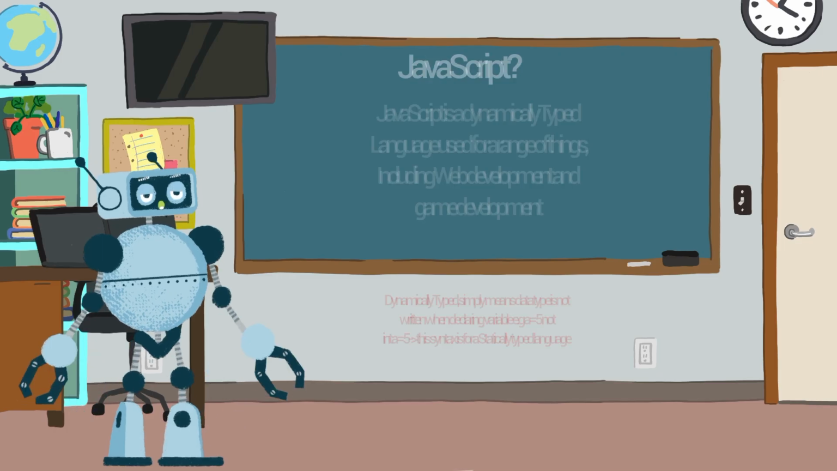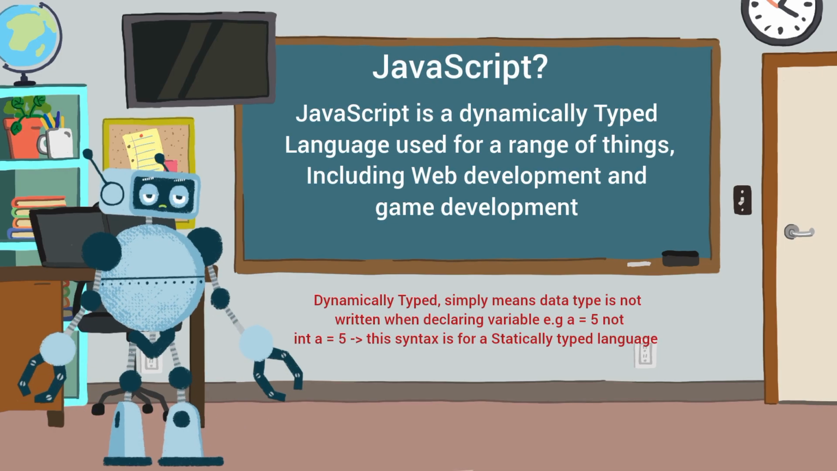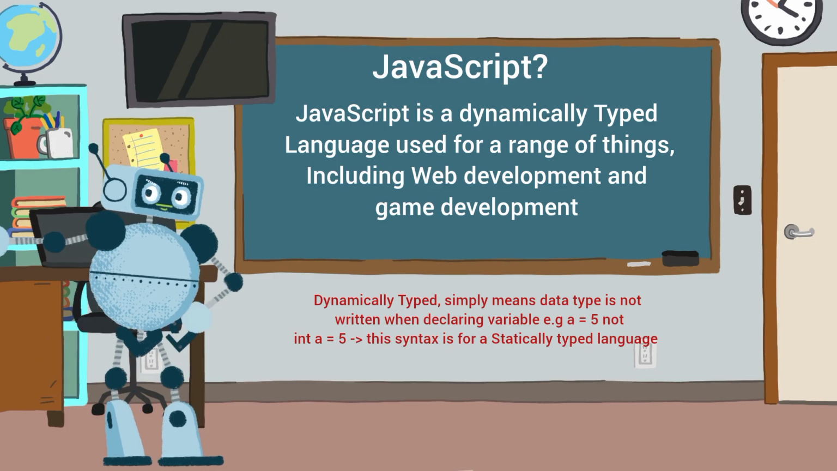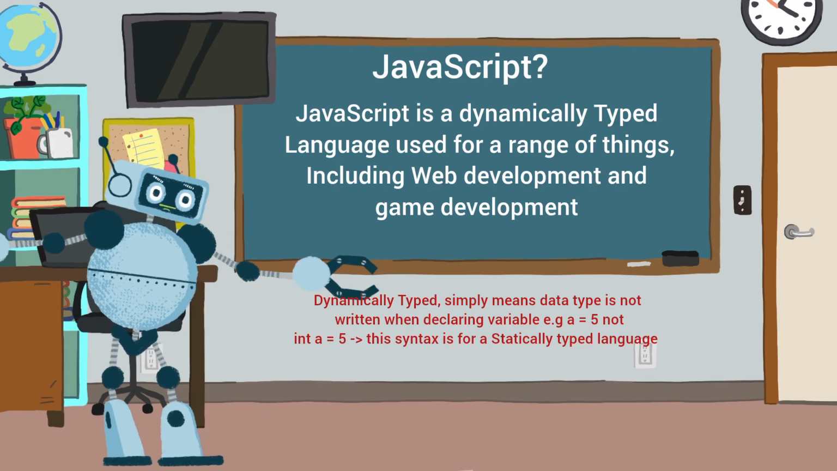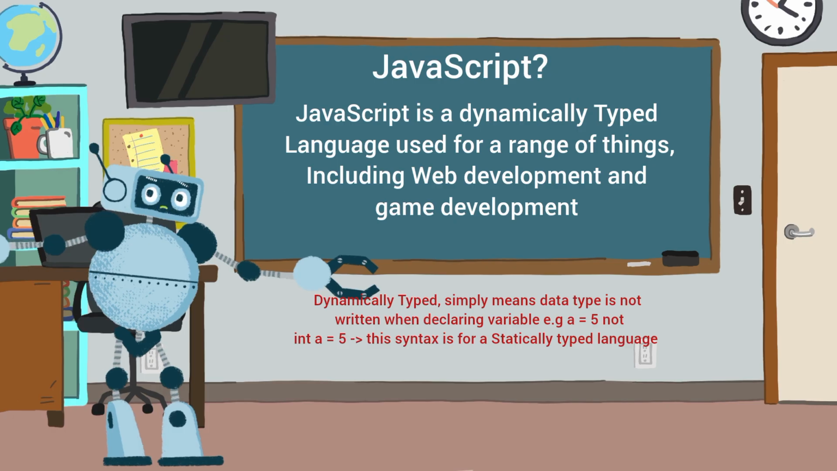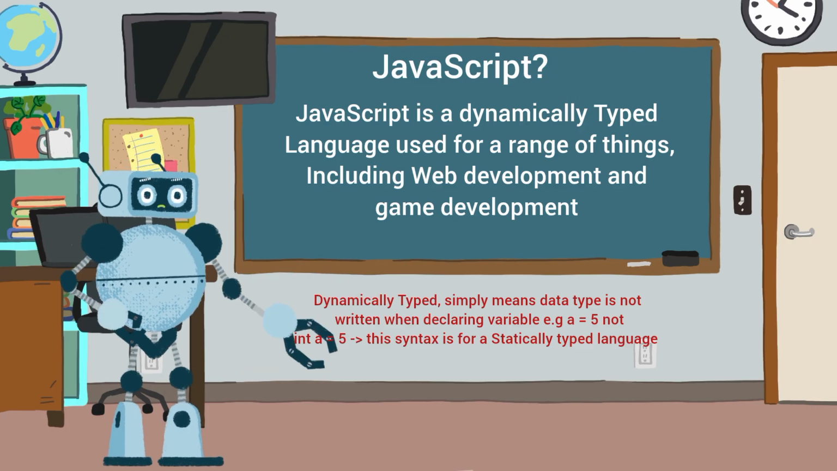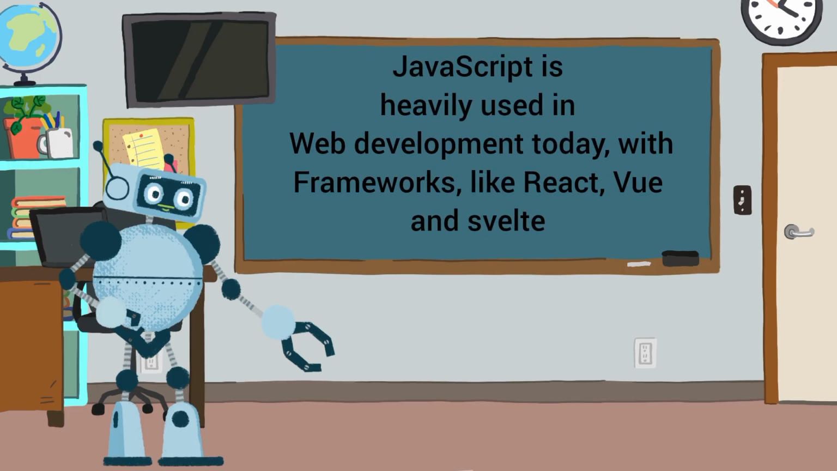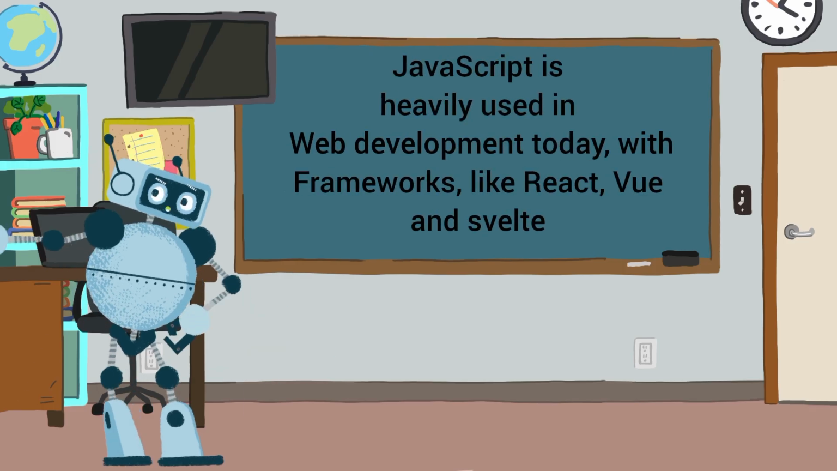So let's get right into it. What is JavaScript? JavaScript is a high-level, dynamically typed, general-purpose programming language, which can be used for many things including game development, web development, and automation. But we are going to be focusing on its advantages in web development in this course, as it's great for making websites interactive and lively.